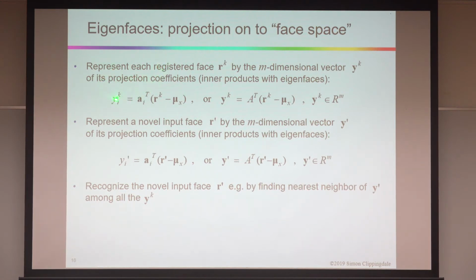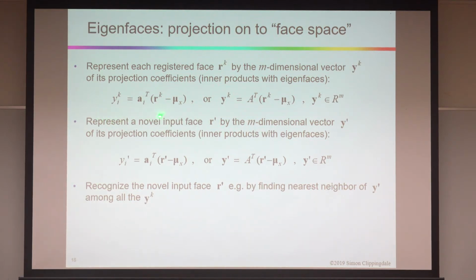To actually use this kind of system, each of the faces that you've registered, the kth face will be Rk. We're going to represent that by a corresponding m-dimensional feature vector yk of these principal component coefficients, projection coefficients. Each of those is the inner product of this input vector with the corresponding eigenface.